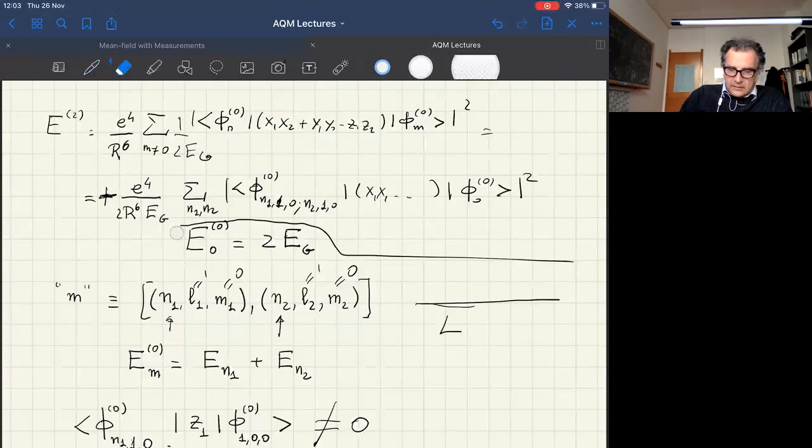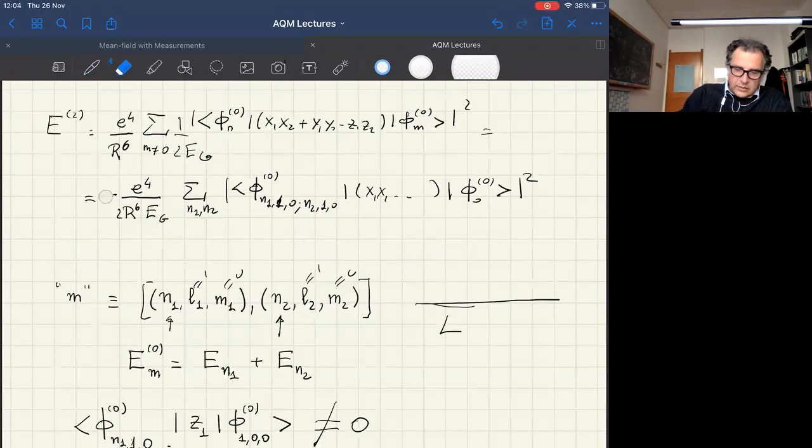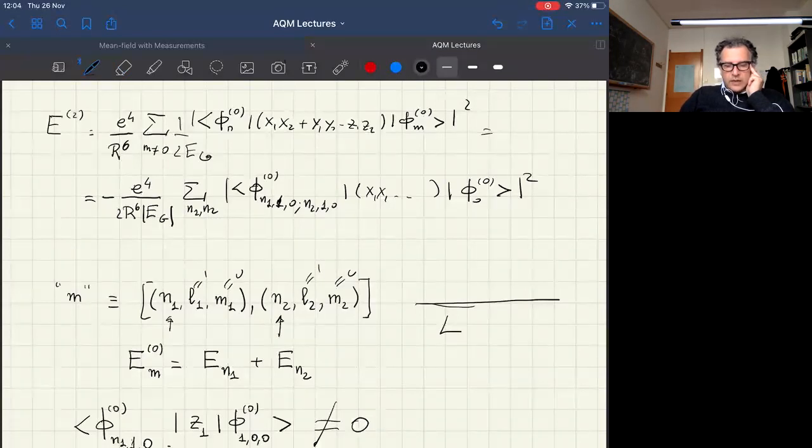So to summarize, let me write this way because I like it more. Up to here, we saw that since EG is negative, I just put the absolute value. So we see that the van der Waals interaction is attractive. It scales like 1/R^6. And it has this form.